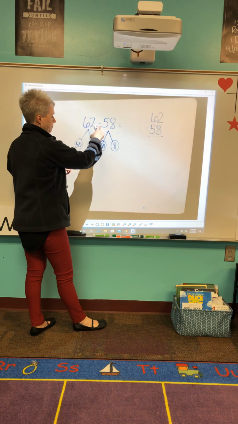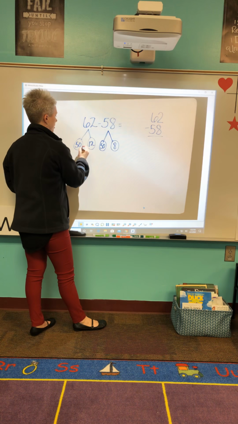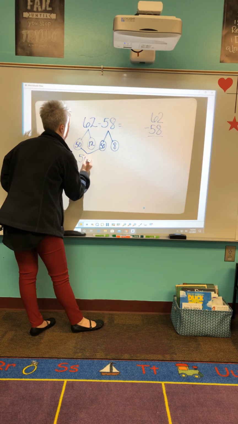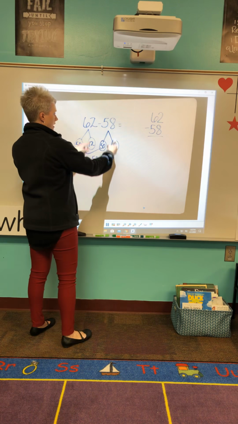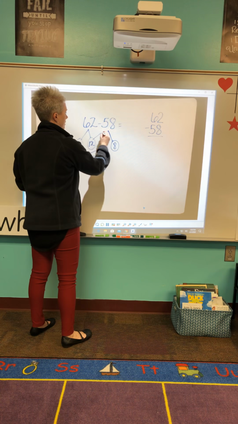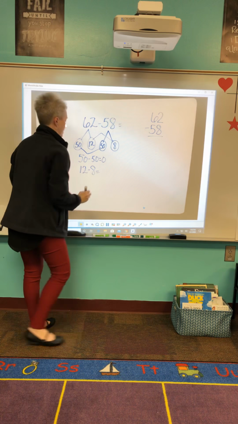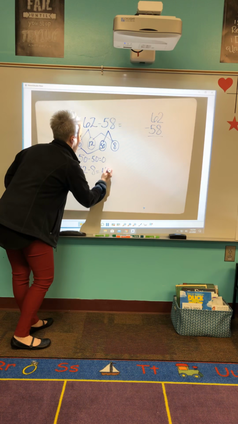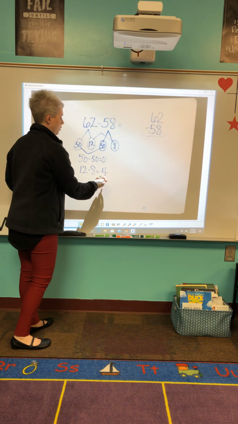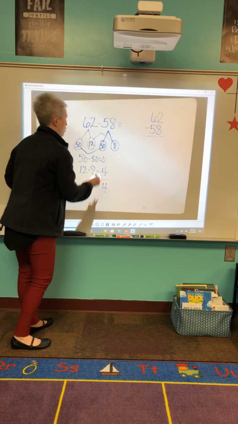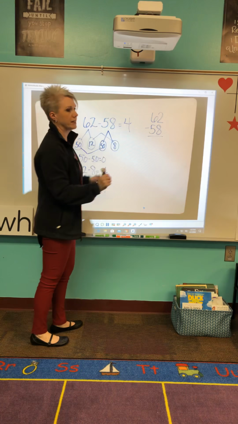It's subtraction, so I start with subtraction. I do my 10s first. 50 minus 50 equals 0. Now I'm ready to do my 1s columns. 12 minus 8. And we said 12 minus 8 was 4. Now I add my 2 new numbers together. 0 plus 4 is 4. 62 minus 58 is 4.